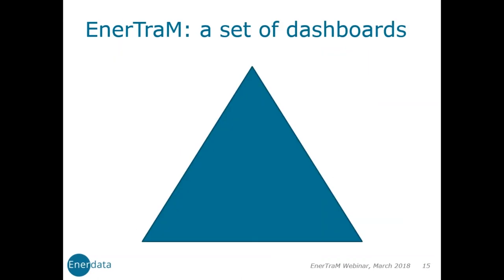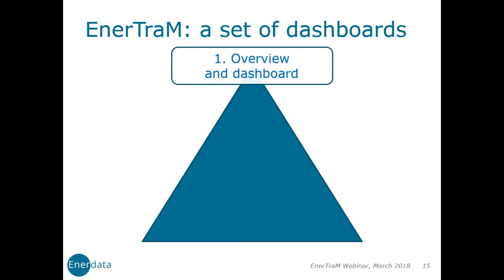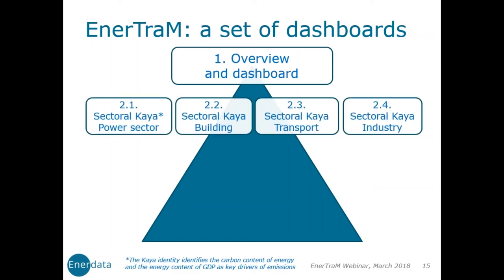The structure of information is some kind of pyramidal organization with, on the top, indicators that allow an overview of the situation and a compact dashboard with a limited number of about 20 or more indicators. At the second level, we develop what we call sectoral Kaya indicators for each sector. You probably all know the Kaya equation that identifies the drivers for energy emission with three components. The component of an activity indicator, the energy content of the activity, and then the carbon content of the energy used in the process.